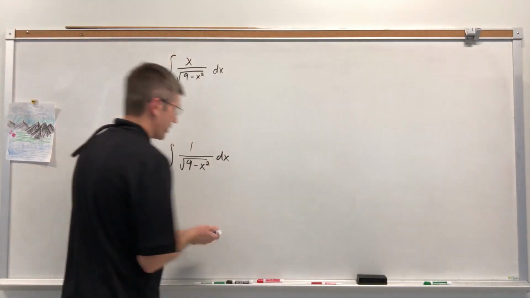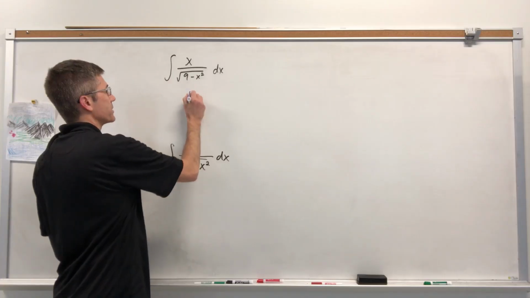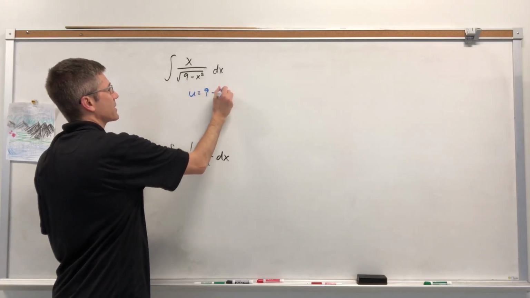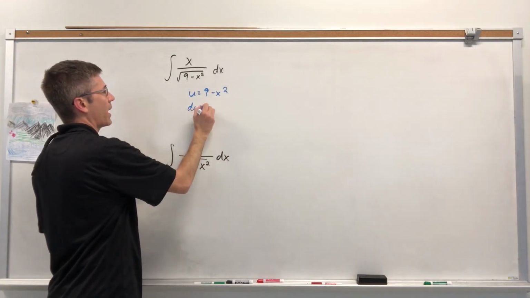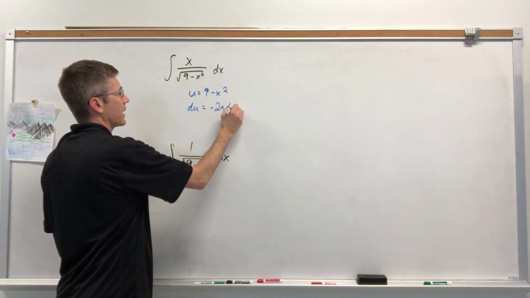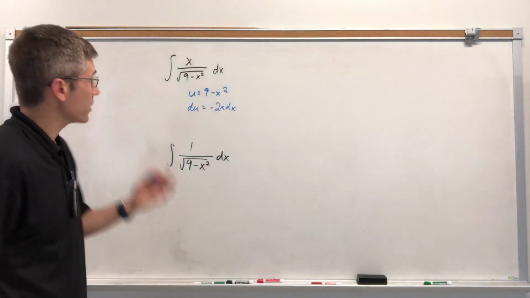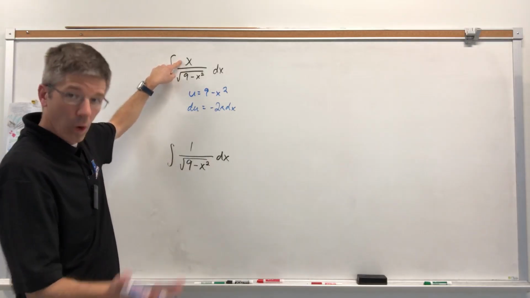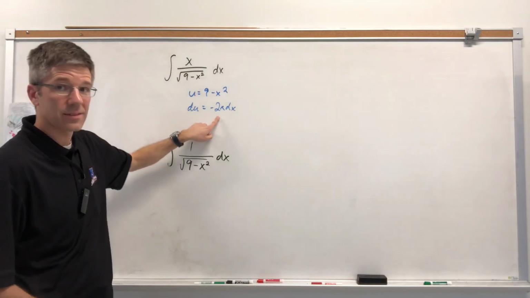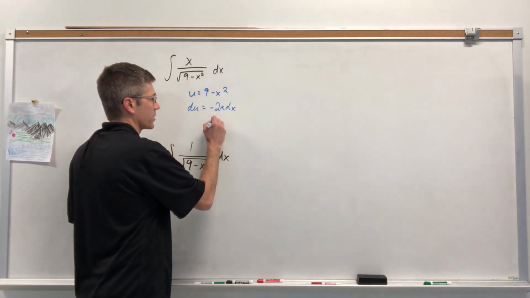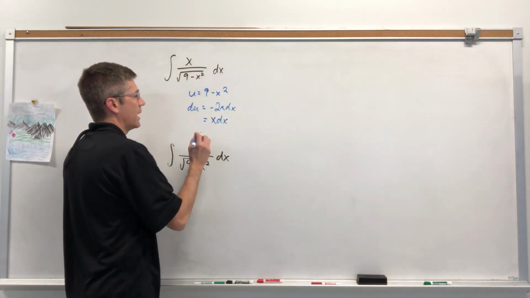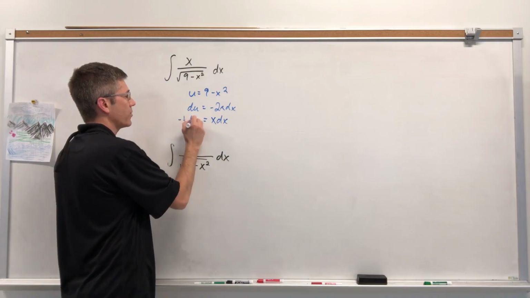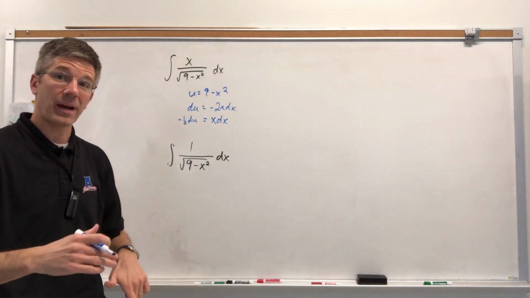And in this case, our inner function, loud marker again, is 9 minus x squared, and the derivative of that is negative 2x dx. And that's fantastic because that means that all I need is a negative 2 right here, or I could change this to just be x dx. That's what I'm going to do because that's the way I've taught this. And so we'll have negative 1/2 du. So basically we're dividing by negative 2.